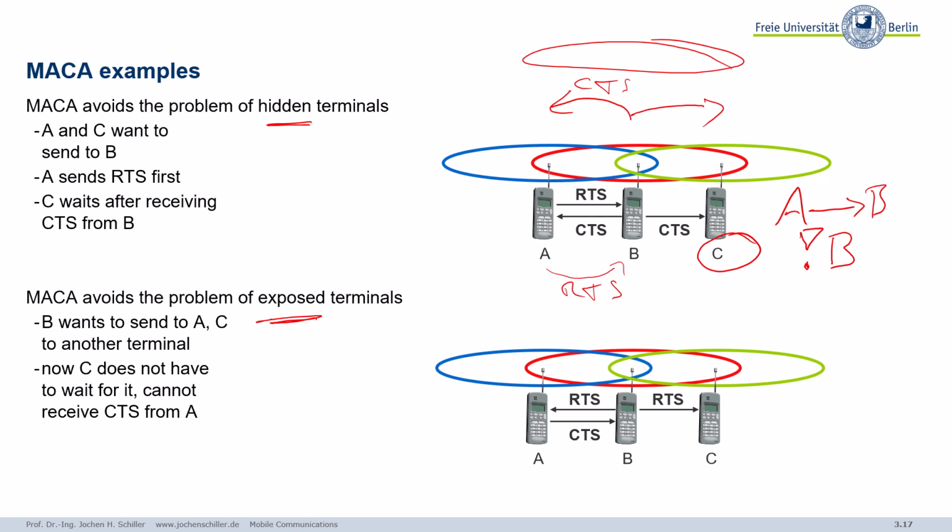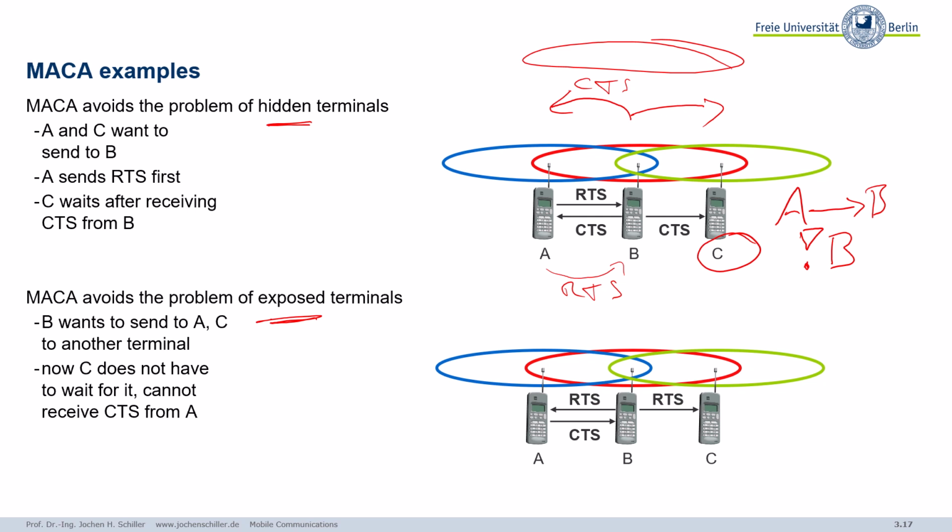If the links are asymmetric, the scheme has a problem. So if you have highly fluctuating links, highly asymmetric links, especially if you have mobile terminals, then you might run into problems even with a MACA scheme.